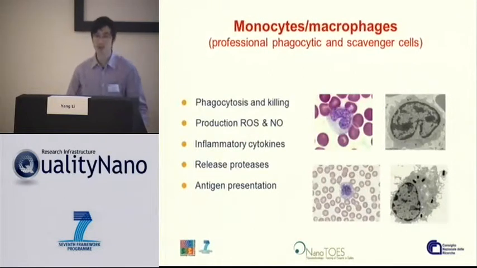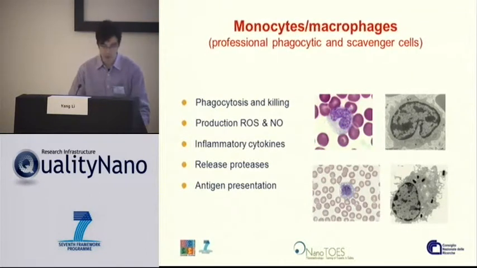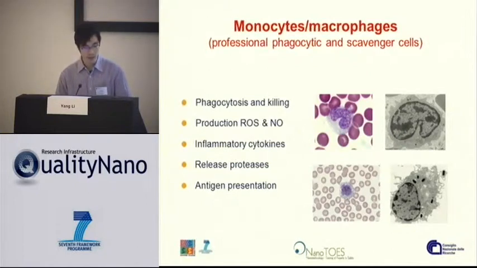Within the innate immunity, monocytes, or macrophages, are very professional phagocytic cells. They can phagocytose infections, produce inflammatory cytokines, and release proteins to eliminate the infections. Another very important function is that monocytes or macrophages can perform antigen presentation.